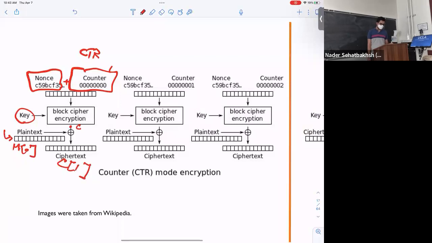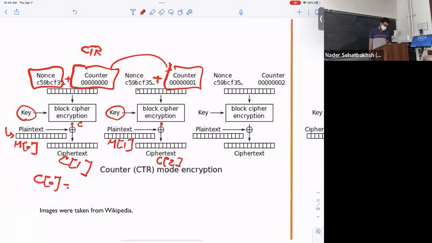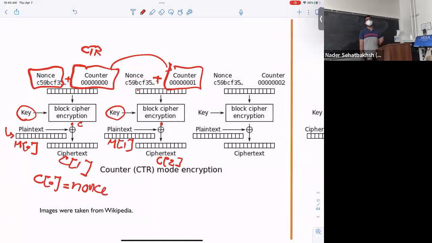Next time, we're going to increment the counter by 1. We have the same nonce as before. The nonce doesn't change. Now we're going to add these together, so this is a different number than before. We're going to encrypt this with the key. And now this is basically for M1. We're going to XOR this, and here we're going to get C2. Remember, C0 was our nonce, or IV. Okay? And then we're going to keep repeating this for all the R different blocks.